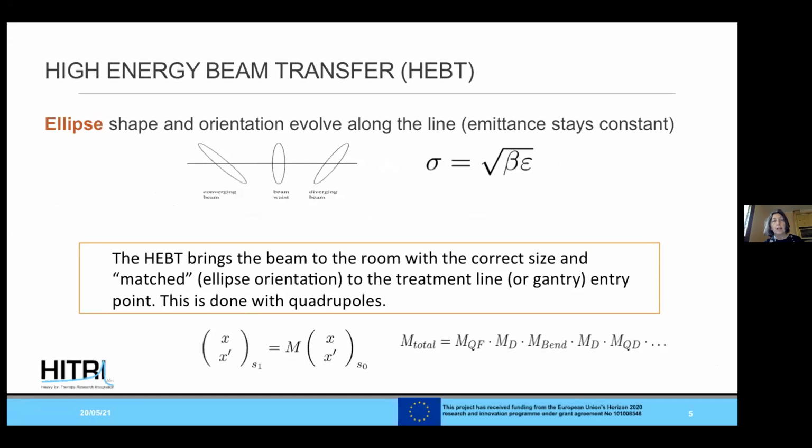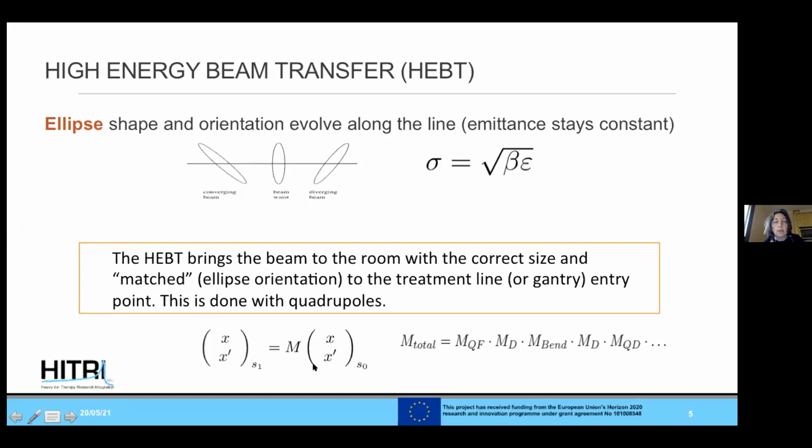Then we have the usual ellipse, and its shape evolves along the beam line. And the beam size is basically the projection of this ellipse on the X axis or on the Y axis. And it is proportional to the square root of what we call the beta function. And this function also depends on the emittance. Now, the job is to bring the beam to the room of the patient with the correct size and with the correct ellipse orientation. And this is achieved with quadrupoles.